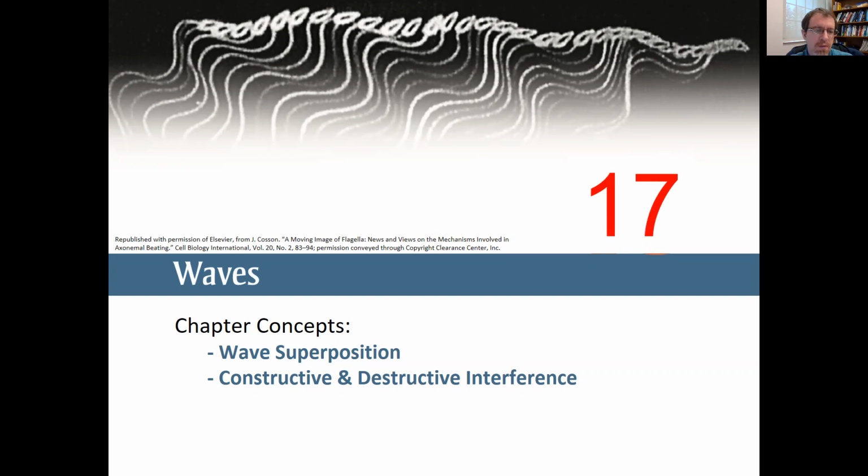And this chapter, chapter 17 in our textbook, is also about waves. Specifically, it's about what happens when two or more waves interact with each other. So in general, the concepts here are wave superposition and constructive and destructive interference.